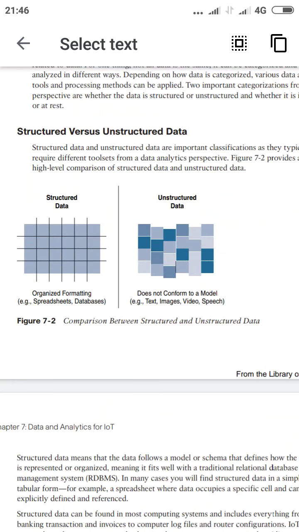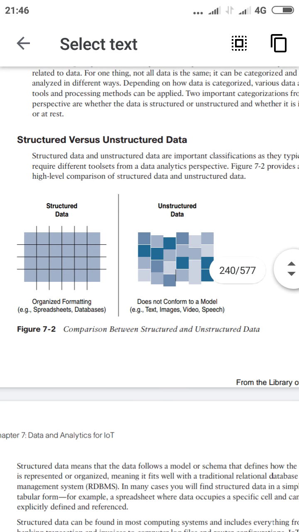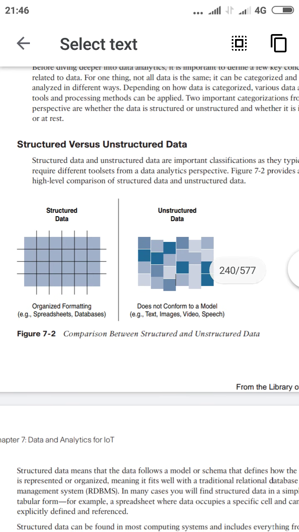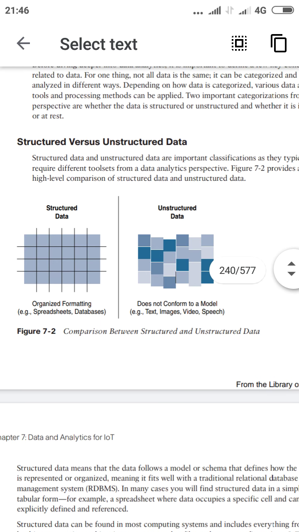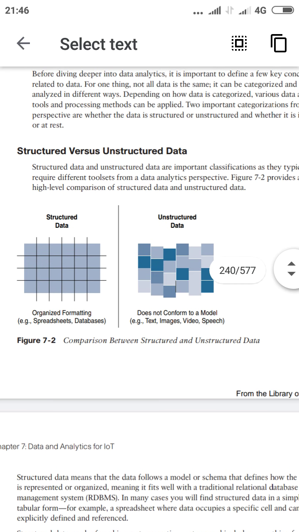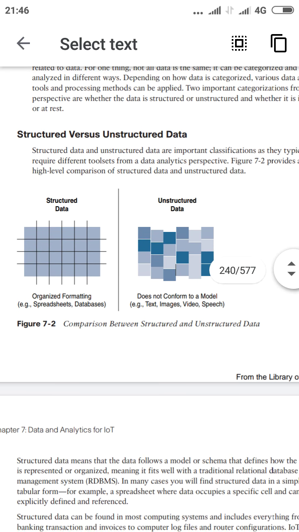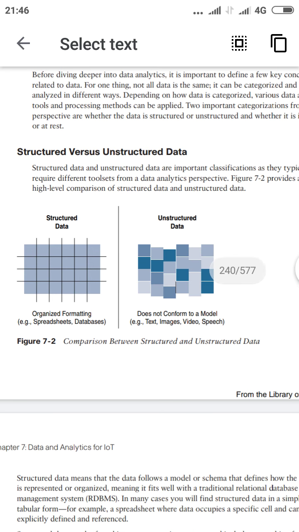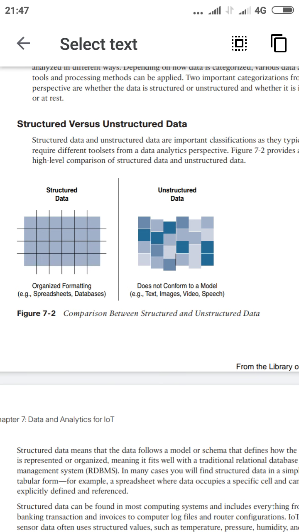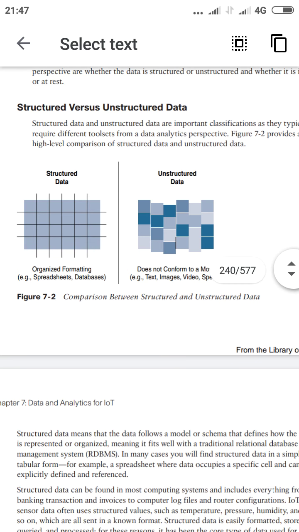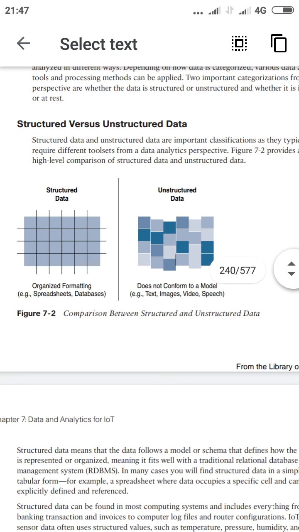What is the meaning of structured and unstructured data? Structured data means data that has a proper, organized format, and unstructured data obviously does not have any organized format. Examples of structured data are spreadsheets and databases, and for unstructured data, the best examples are text, images, video, and speech. These are all what we call unstructured data. What is the meaning of data? Data can be in terms of text, video, audio, and images. These we can call data.